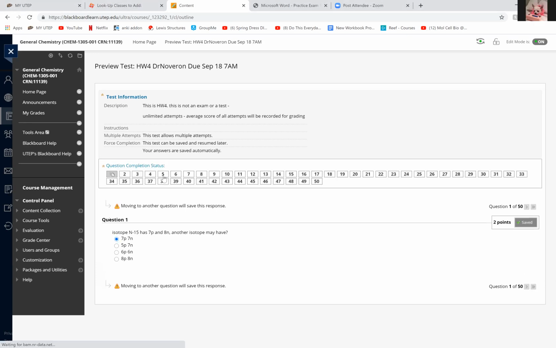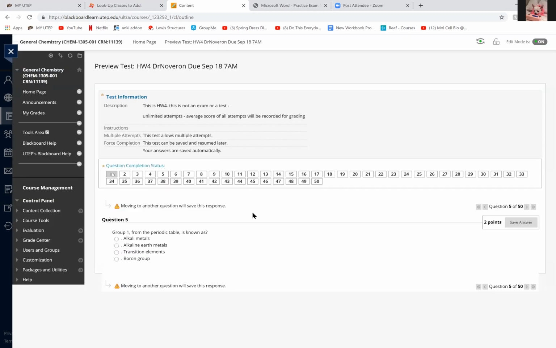Okay. Random one. Let's do number 5. Group 1 from the periodic table is known as, I don't remember. Do you guys remember? I think it's alkali earth metals. Alkali metals. Yes, it's alkali metals. Group 2 is alkaline earth metals. Okay. Honestly, I forget. Okay, let's do this one.